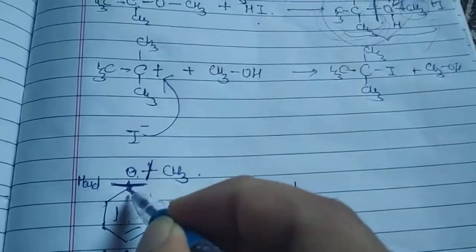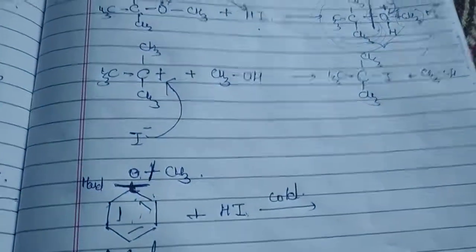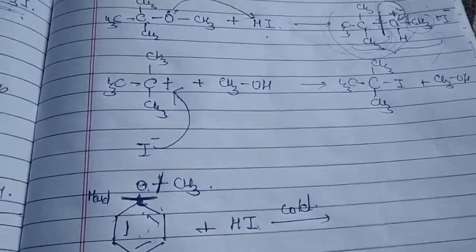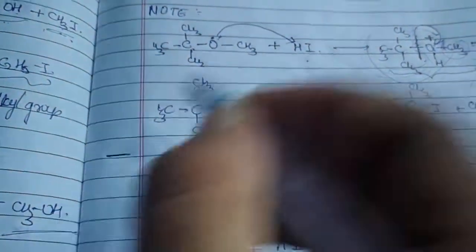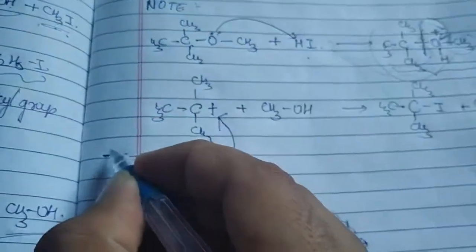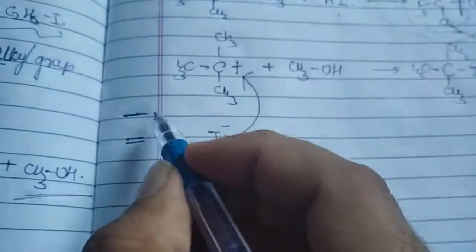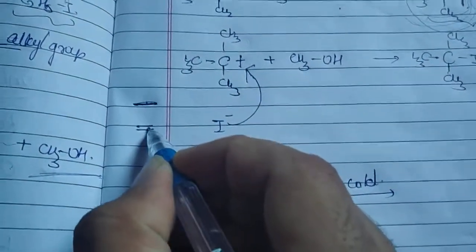Why? Because whatever the carbon over here is, that is sp2 hybridized. So we know that whenever it is sp2 hybridized, somewhat double bond character will be present. We know that in order to break a single bond, the energy required will be less when compared to that of a double bond. Or what I am saying is, breaking a single bond is easy, breaking a double bond is difficult.